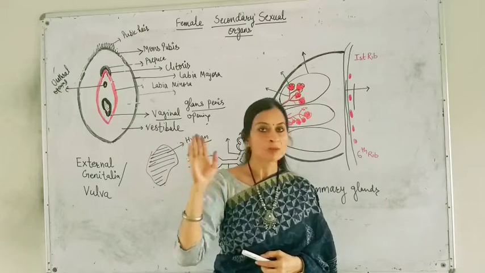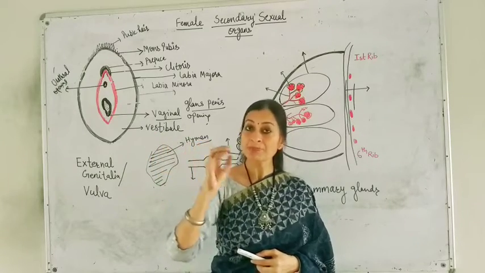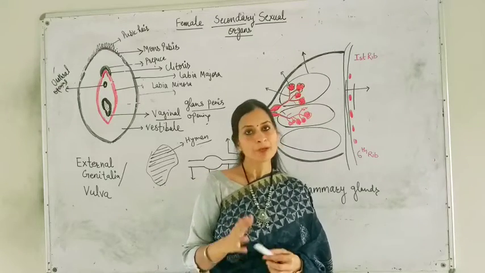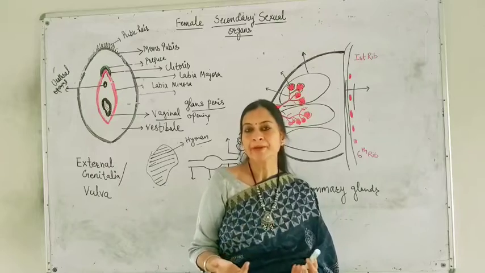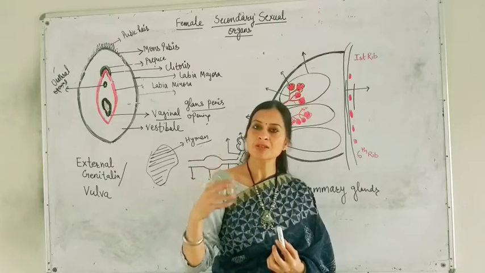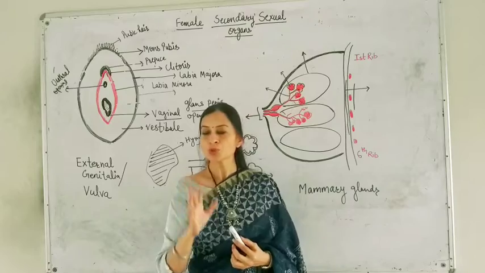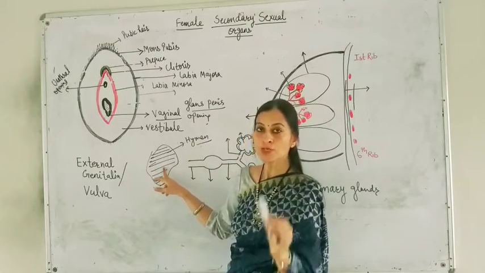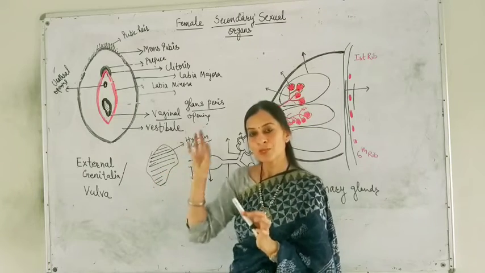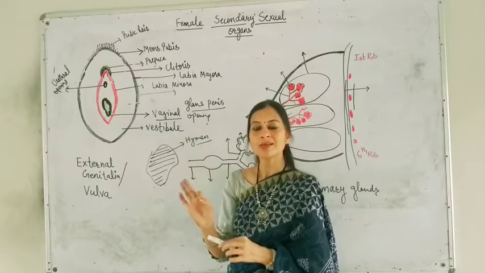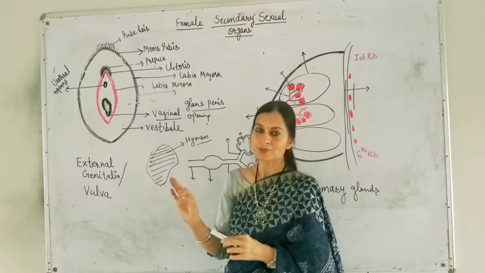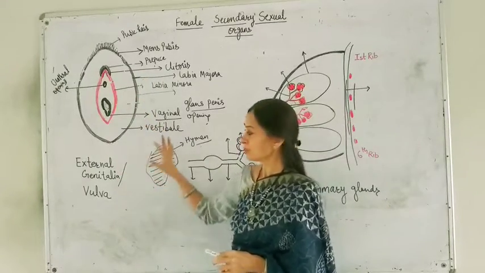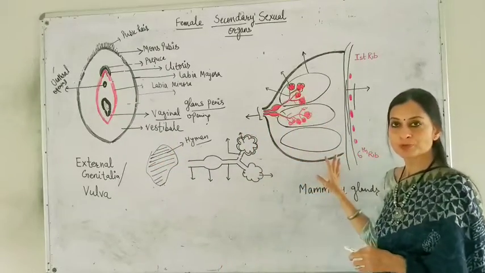That means the female did not have a previous physical relationship with any male before marriage. But because we know that it can be ruptured by any vigorous physical activity, this should not be linked with virginity. This is totally a myth, that the presence of hymen is a virgin character. Okay. So this is the external genitalia.